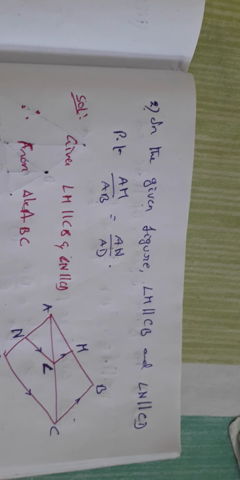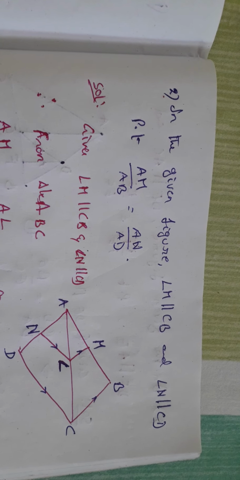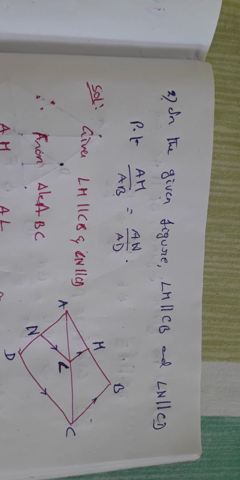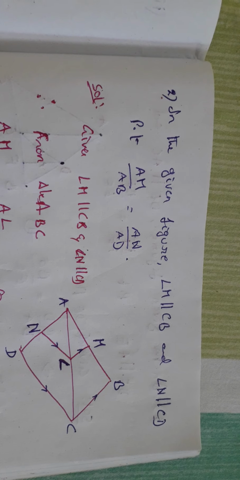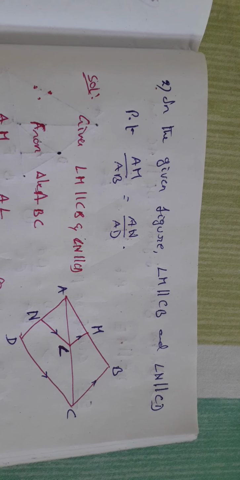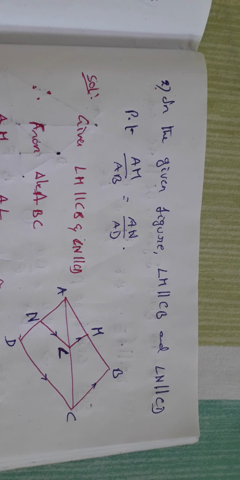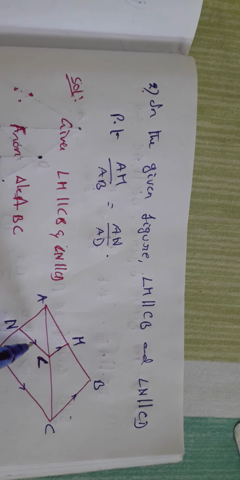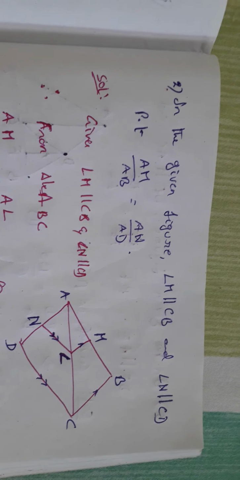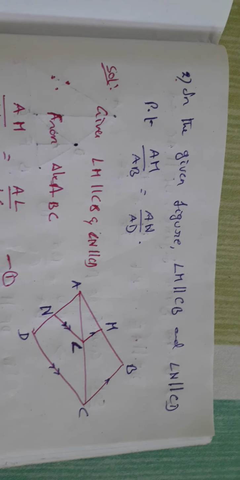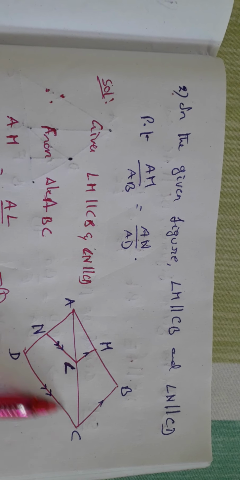Now moving on to the second problem. In the given figure, I think you are able to see the figure here. LM is given to be parallel to CB, and LN is parallel to CD. So to avoid confusion, it is very clear now, right? This line is parallel to this and this is parallel to this.